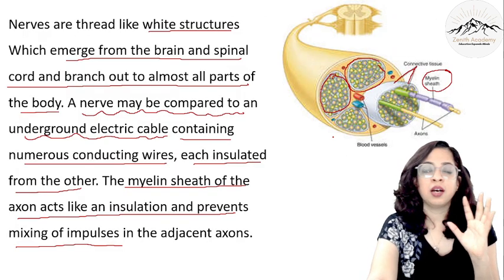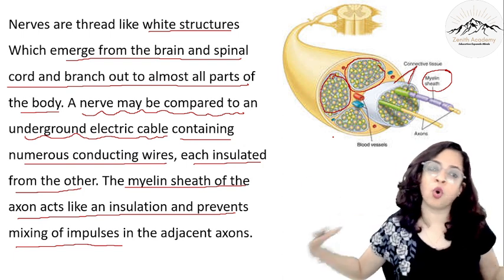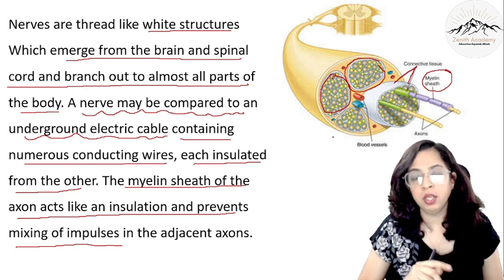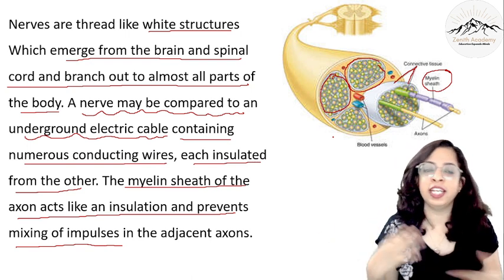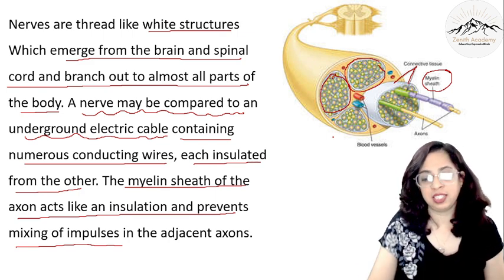Okay, it is a wide structure which emerges from the brain and the spinal cord and branches to almost all the parts of the body. It can be compared to an underground electric cable containing numerous conducting wires, and each is insulated. In the same way, the myelin sheath is helpful here. It acts as an insulation.